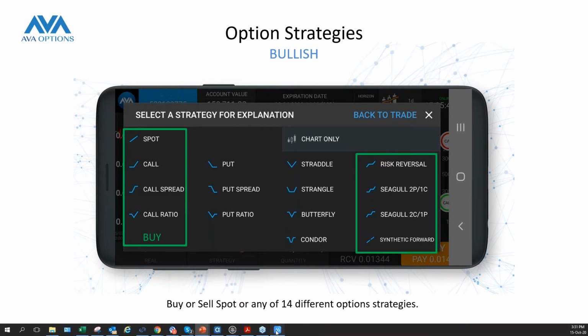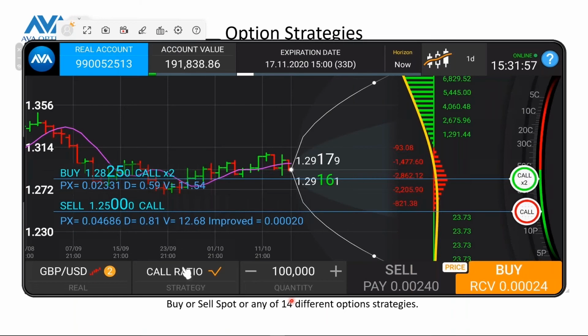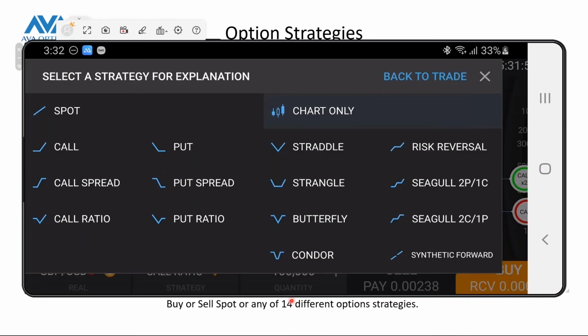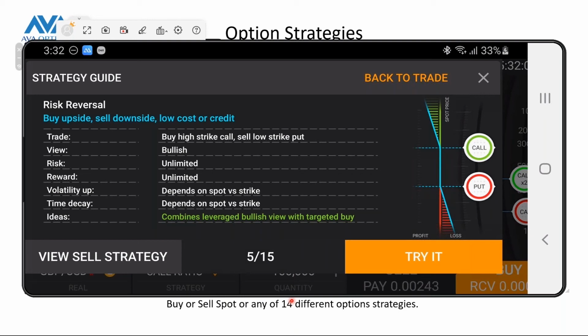What is a risk reversal? Let's go right in here. Strategy guide, risk reversal. A risk reversal is almost the opposite of that call spread, because in this case, we're going to buy a call and sell a put. So we're going to take unlimited downside risk because of that put, and we're going to have unlimited upside potential because I bought a call.